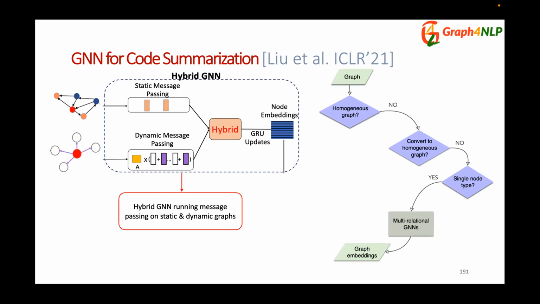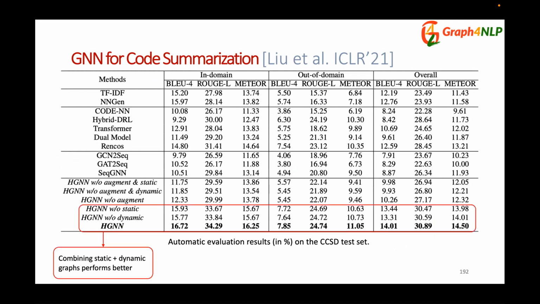One interesting finding of this paper is that they tried to combine the benefits of the static graph and the dynamic graph, and their experiments showed that combining these two types of graphs actually performs significantly better than using only the static graph or the dynamic graph.